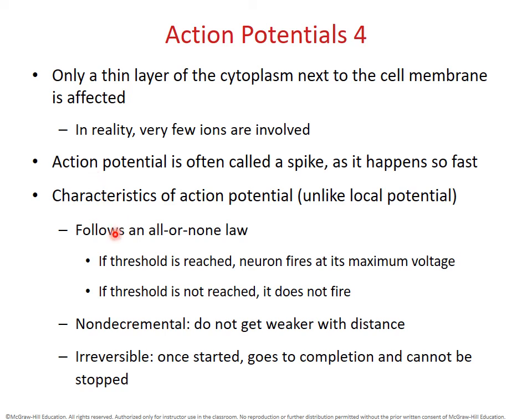Finally, just to remind us, they are all or nothing phenomena. They're not graded. And they do not decrease in size as they spread from the trigger zone down the axon. And they are also irreversible, as we said earlier. Once started, they cannot be stopped like graded potentials can be stopped. And so all of these features make them very good as what we call a nerve impulse, right? A signal that's going to travel rapidly through the axon to get from the neuron to its target cell.